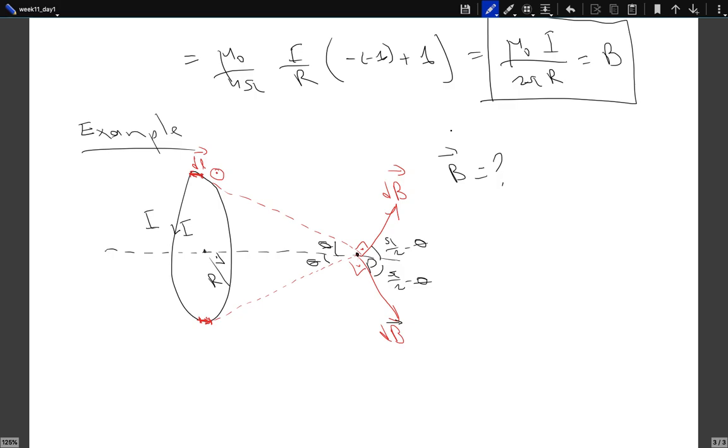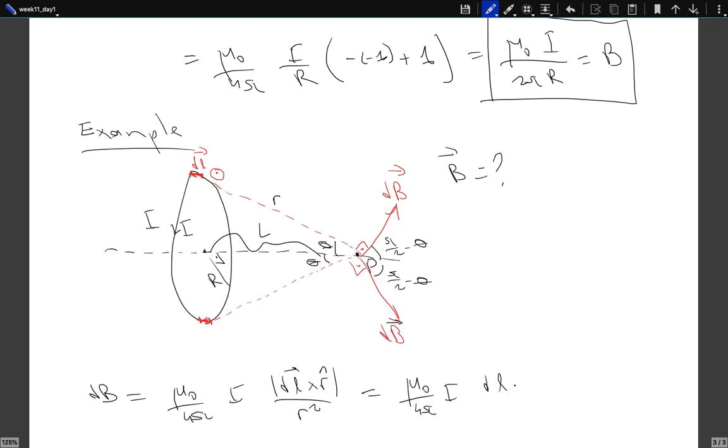Well, let's write their magnitudes. This is mu 0 over 4 pi I times dl cross r hat over r squared. So we have to take the magnitudes. Let me give some names. Let's call this length L, this is r, and this is small r. Now what is the product magnitude of that cross product? Well, the product of the magnitudes, sine of the angle between the two. What is the sine of the angle between the two? What is the angle between those two vectors, dl and r?